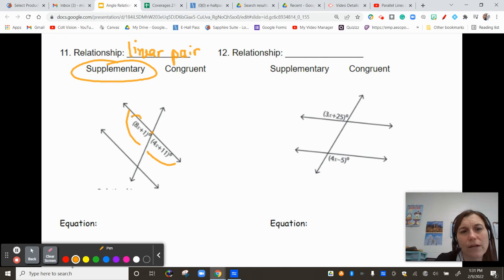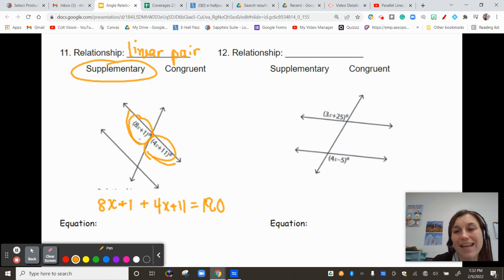They are definitely supplementary. So here's how I'm going to write my equation. This angle here, 8x plus 1, plus the other angle, 4x plus 11, equals 180. When they're supplementary, it means the two angles added together equal 180 degrees. So that's how I write my equation.